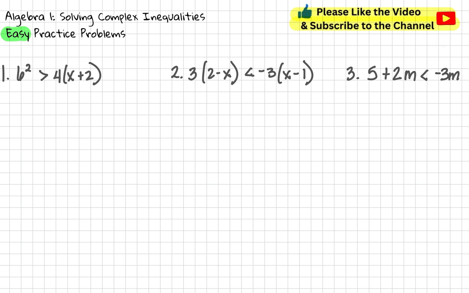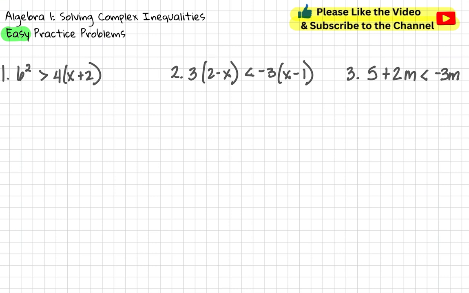So for problem 1, we have an inequality where it's saying 6 squared is greater than whatever is on this right side. Our strategy is going to be to try to simplify as much as we can, number one. Then we're going to isolate the variable on one side, and then we're going to solve.